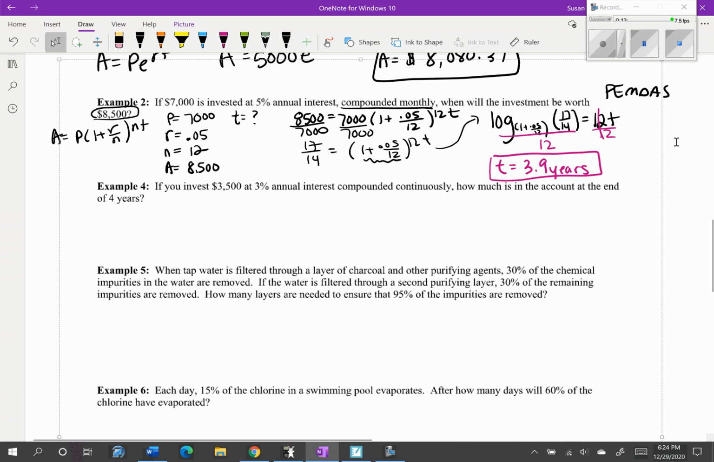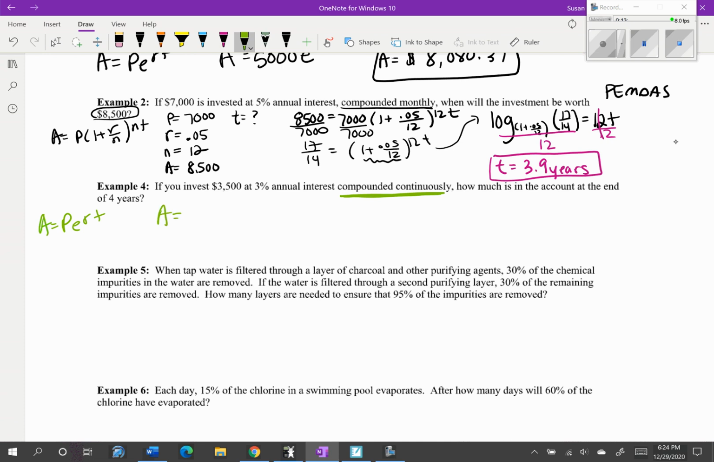Looking at example 4, it says if you invest $3,500 at 3% compounded continuously, so that's your keywords right there to tell you you're using A equals P e to the rt power. How much is in the account at the end of 4 years? Go ahead and pause the video and see if you can do this on your own, and unpause to check your work.